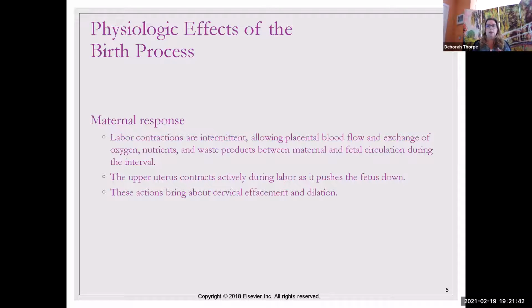And as we go through this, you'll realize why we pay attention to how often contractions are, how long contractions are. Because as you think about it, you realize the effect on the baby is that he or she is getting oxygenated blood for brief periods during those contractions, at the peaks of those contractions.